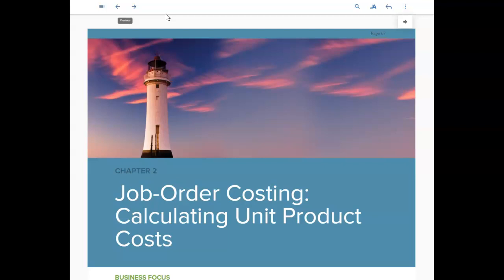In this video, we're going to cover Chapter 2 of Managerial Accounting. This chapter talks about job order costing, so we're going to find the total cost of a job as it's being produced and finished, and then we're going to calculate the unit cost for the units produced within that job. So let's get started.